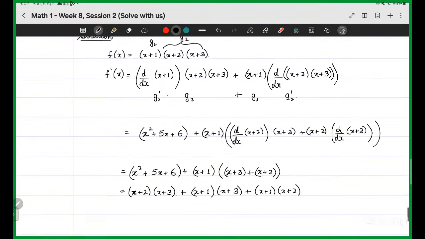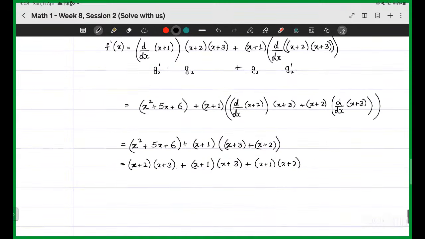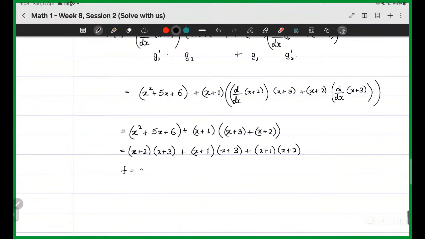But do you see a pattern? If I have f as a product of 3 functions, what would be f prime? What would be the derivative of the product of 3 functions? I can take the derivative of the first, leave the rest as it is. Derivative of the second, leave the rest as it is. Derivative of the third, leave the rest as it is.